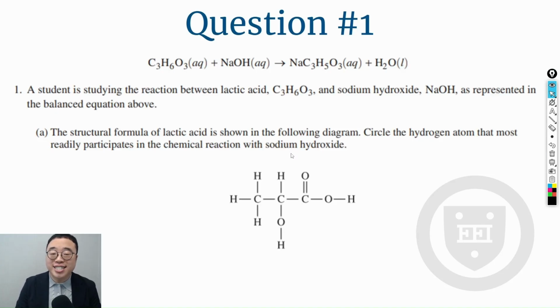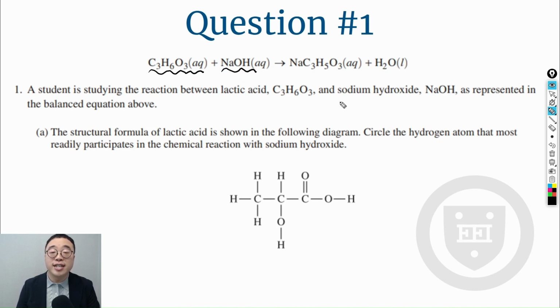Okay, so let's take a look at question number 1. Here, a student is studying the reaction between lactic acid, a weak acid, and sodium hydroxide, a strong base, as represented in the balanced equation above. So here we have our stereotypical acid and base reaction, but we have lactic acid, which is a weak acid, and then we also have a strong base. And this is going to be your weak acid and strong base reaction.